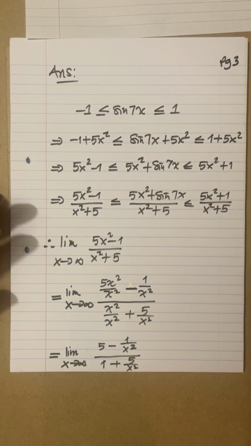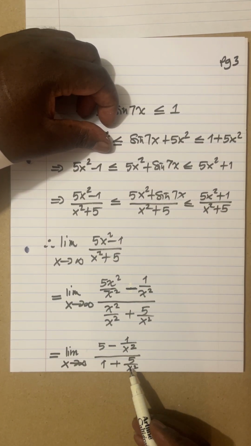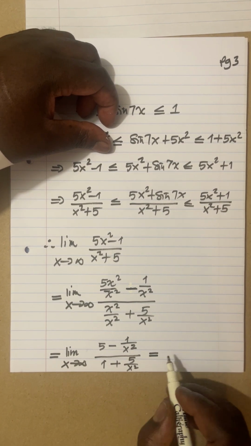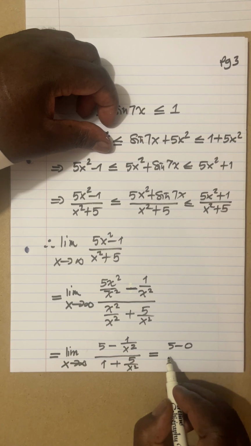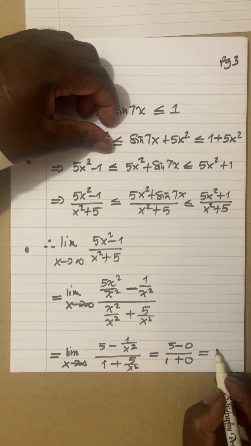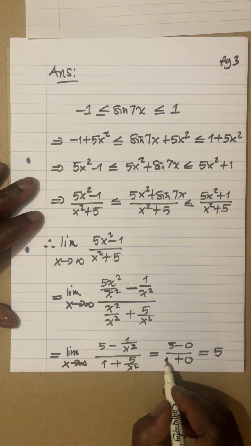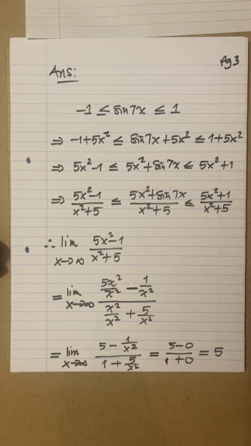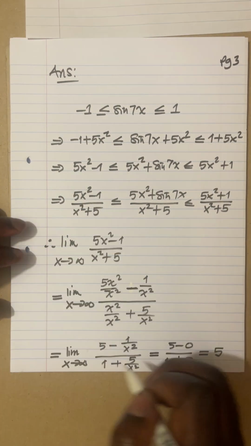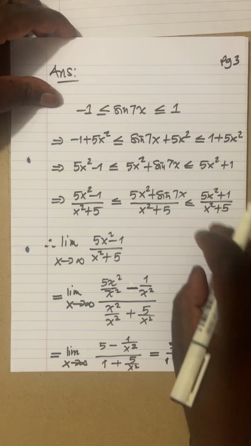Now, notice something. As x approaches infinity, that term there will approach 0 and that term will approach 0. So this is going to be 5 minus 0 all over 1 plus 0, and the answer is just 5. Remember, 5 minus 0 is 5, all over 1 plus 0 is 1. So 5 over 1, the answer is 5. We're done with the lower part. Let us now work out the limit as x approaches infinity of the upper function.